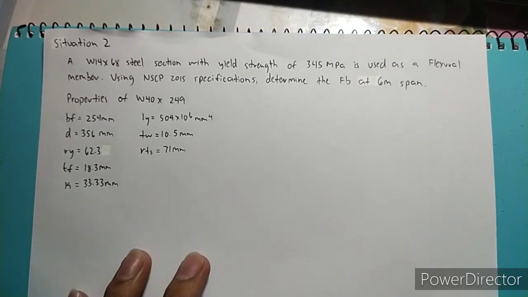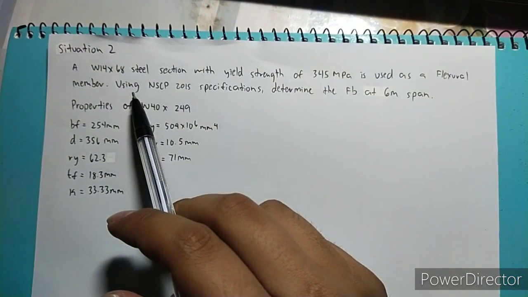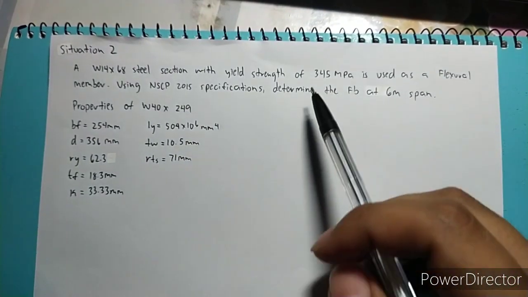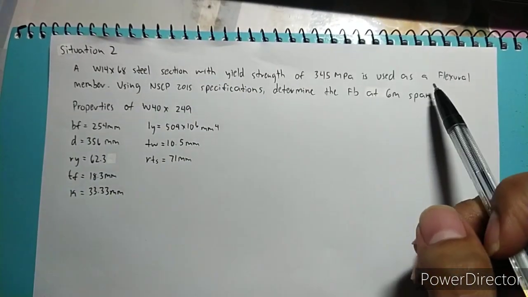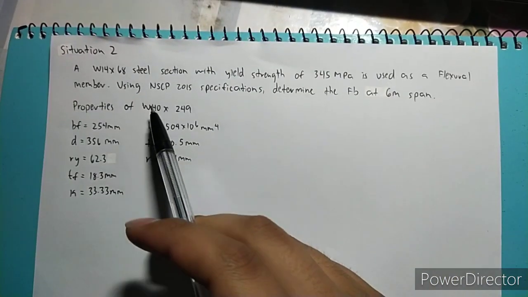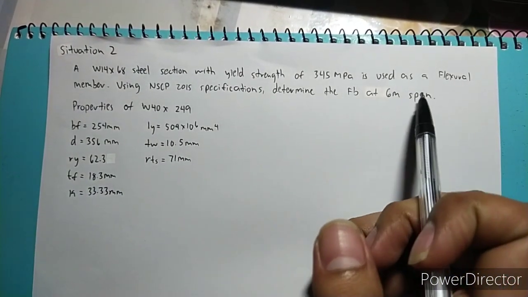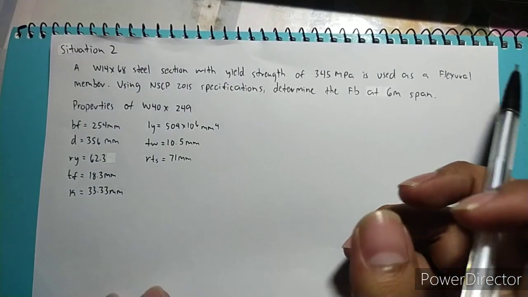Situation 2. A W14 by 68 steel section with yield strength of 345 megapascal is used as a flexural member. Using NSCP 2015 specifications, determine the FB at 6 meter span.